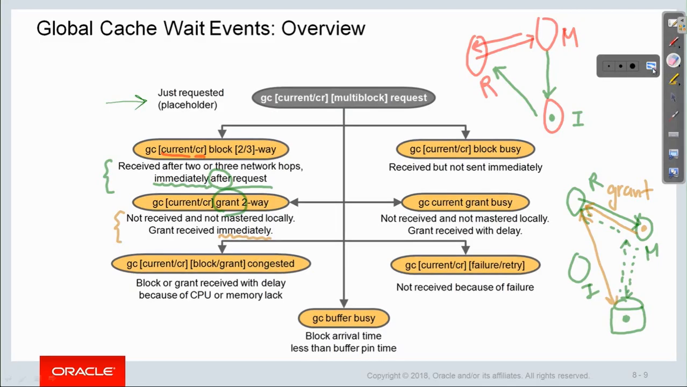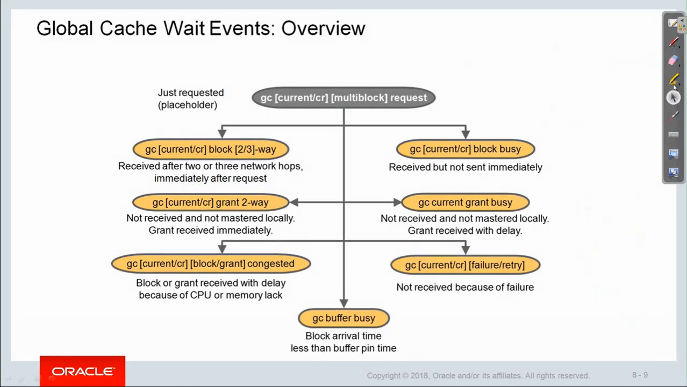And the other one is consistent read block congested. That's another one. So what is the meaning? It means that the LMS process wasn't able to handle requests as quickly as possible. For example, I have a requesting instance, and I have a master instance.